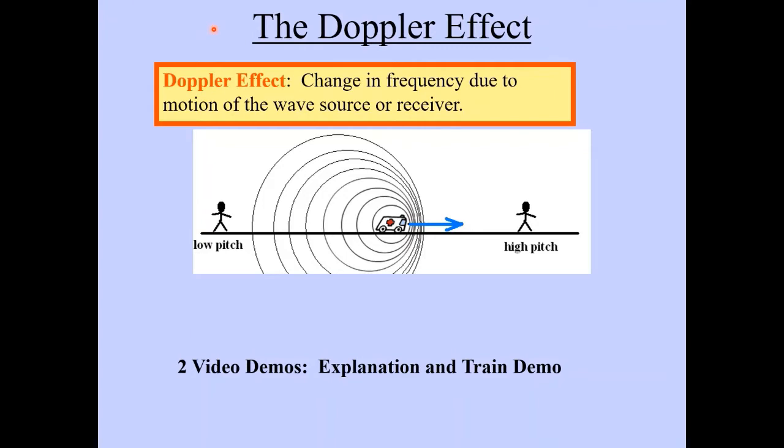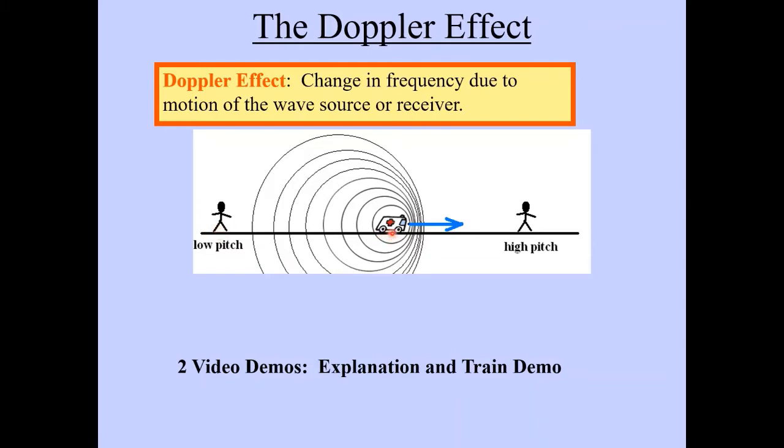One of the most fascinating phenomena of sound is the so-called Doppler effect. The Doppler effect is a change in frequency due to the motion of the wave source or receiver. I'll leave the explanation up to the video, but basically when you have a source of sound like a car, or let's say a fire truck with its siren going, the observer over here will hear a different pitch of sound than the observer over here.